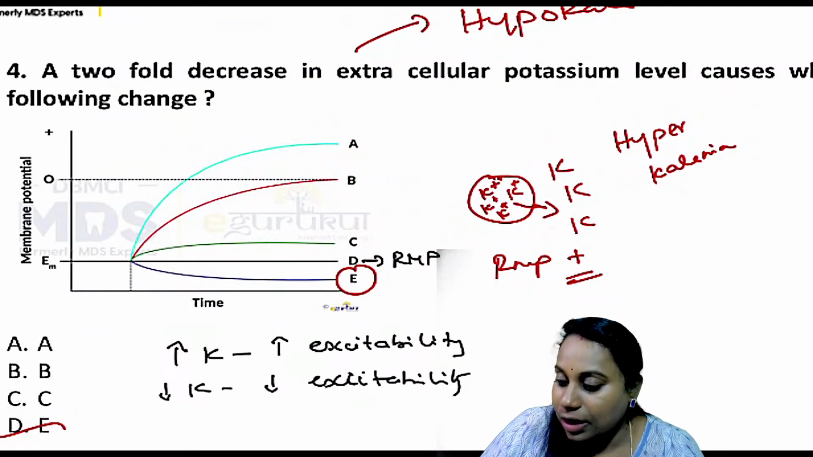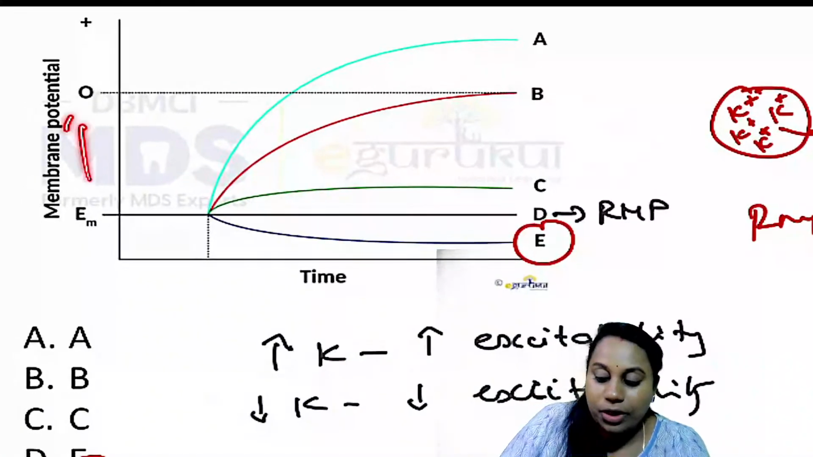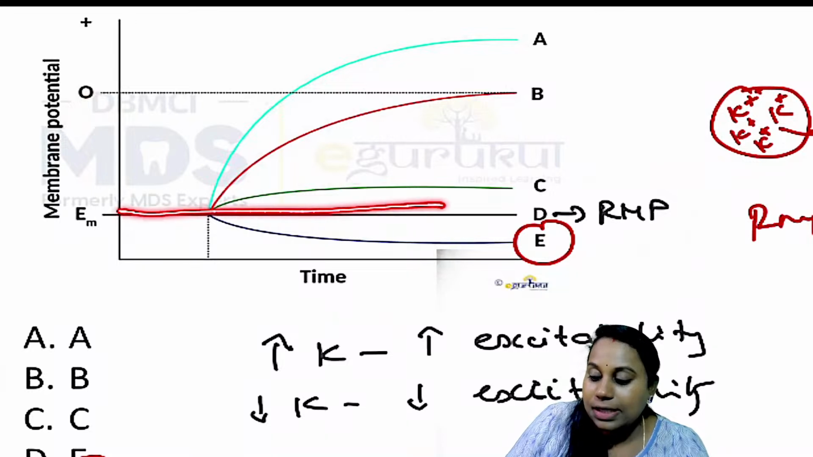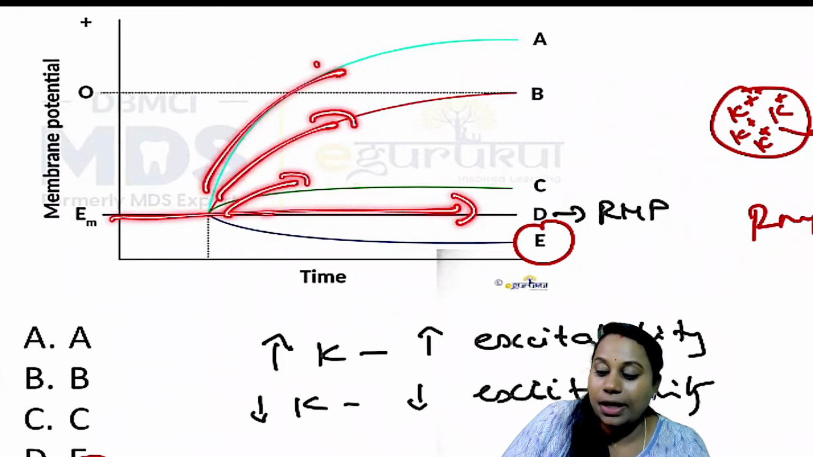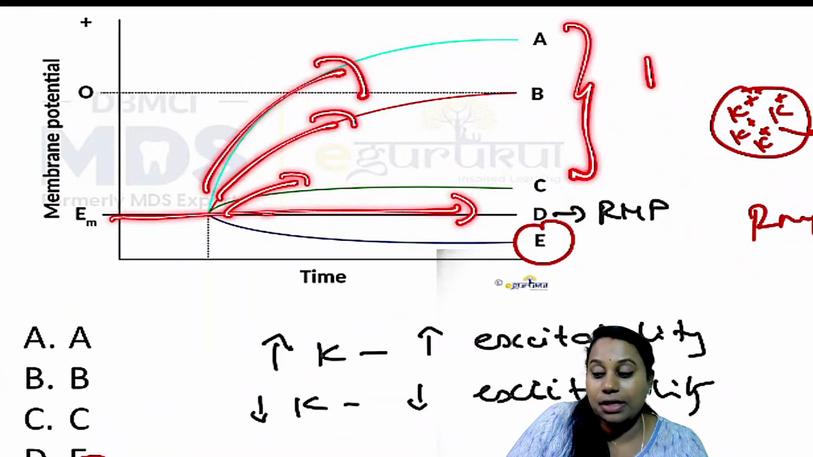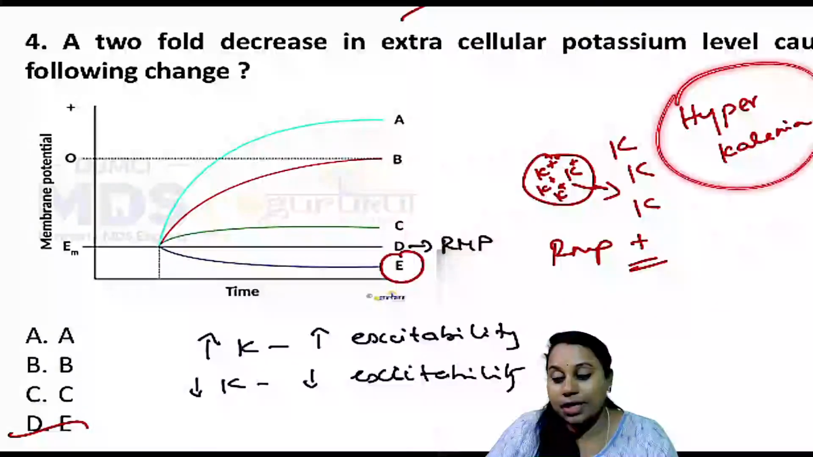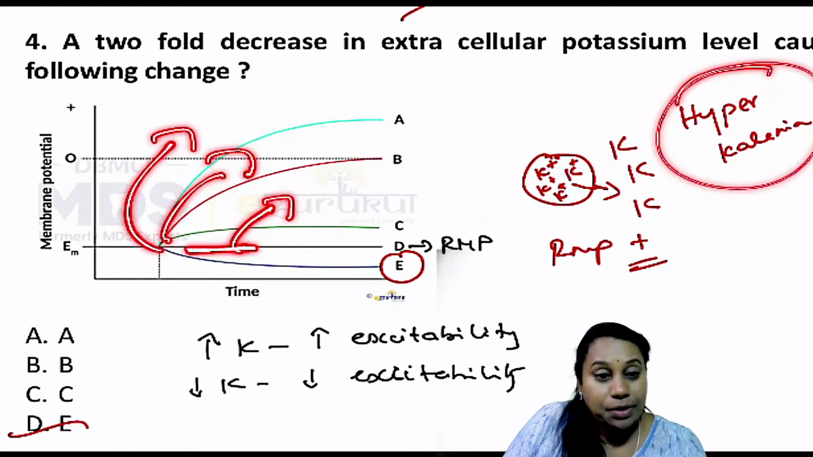In the graph given, with membrane potential on the y-axis and time on the x-axis, point D is RMP, the neutral line. In C, B and A, you will find that RMP has gone towards positivity. When will RMP go towards positivity? Only in hyperkalemia. So this line will be shifted up in hyperkalemia.